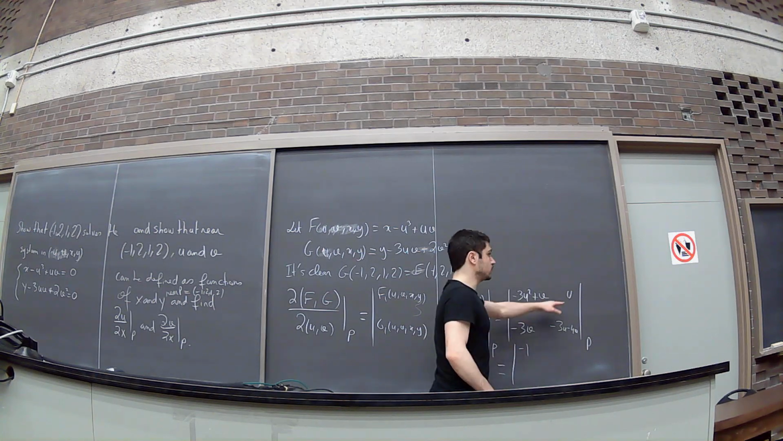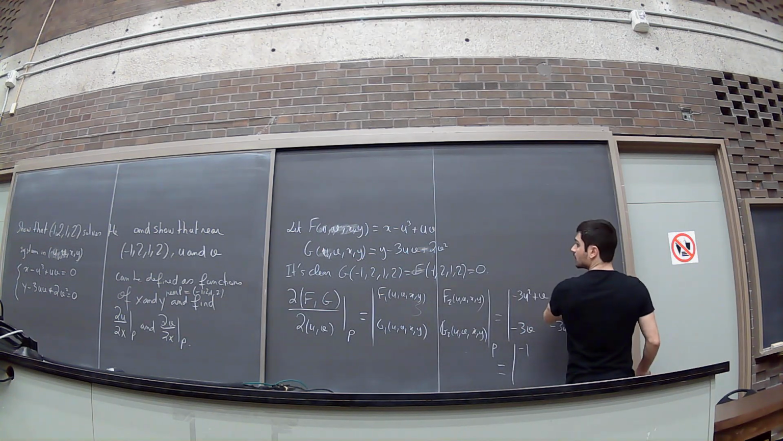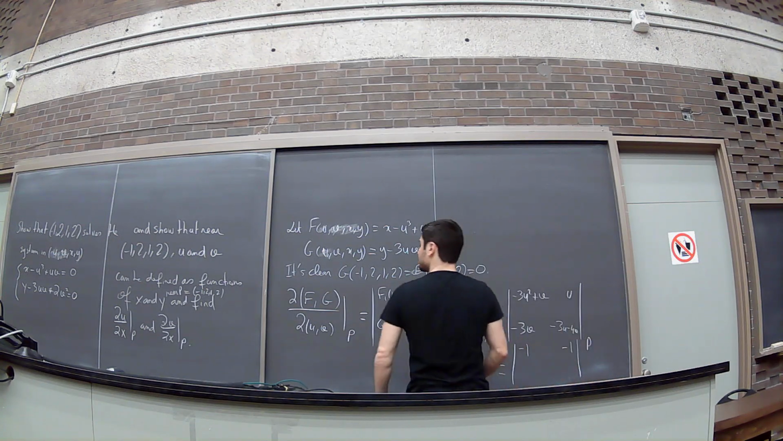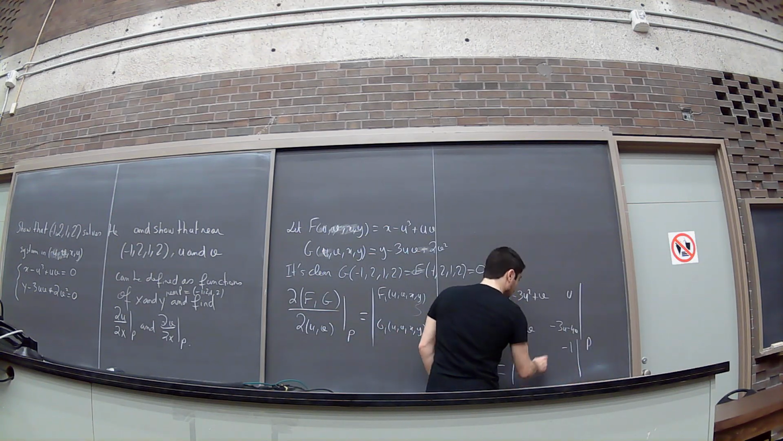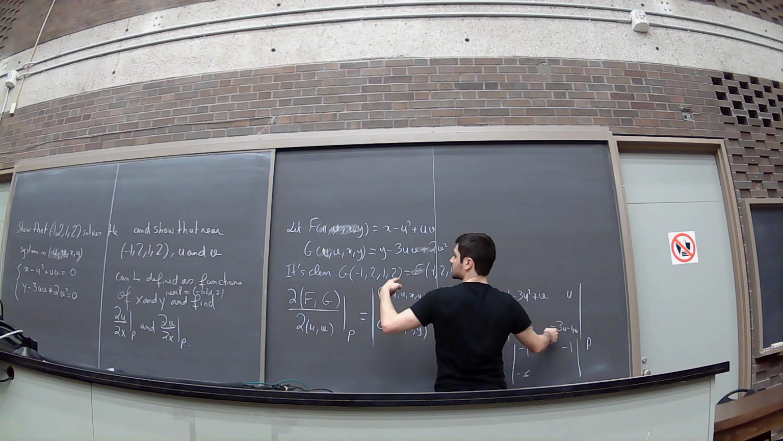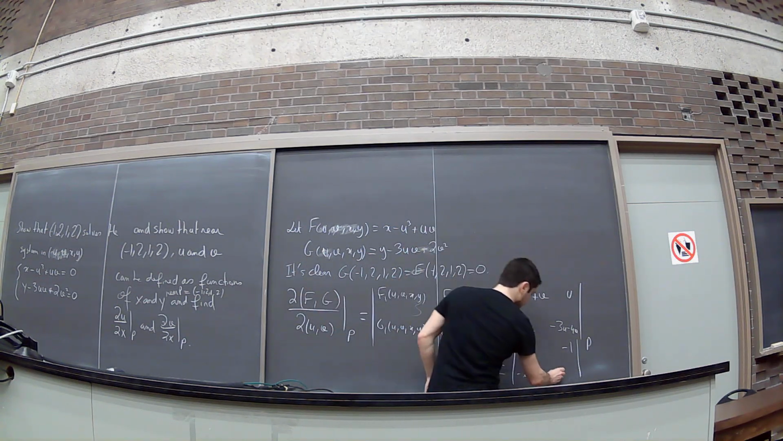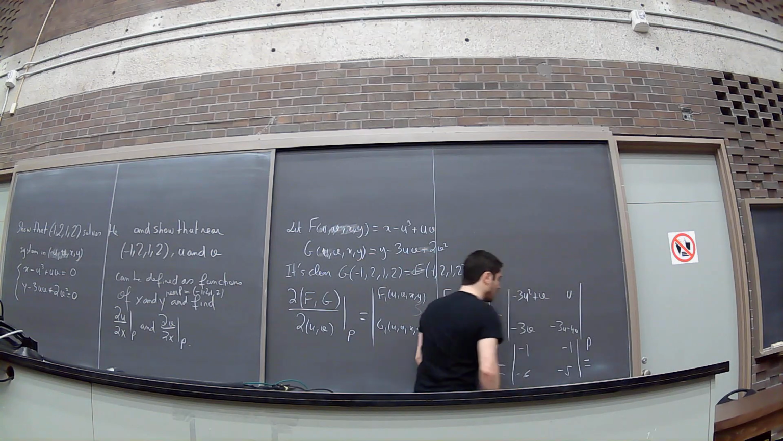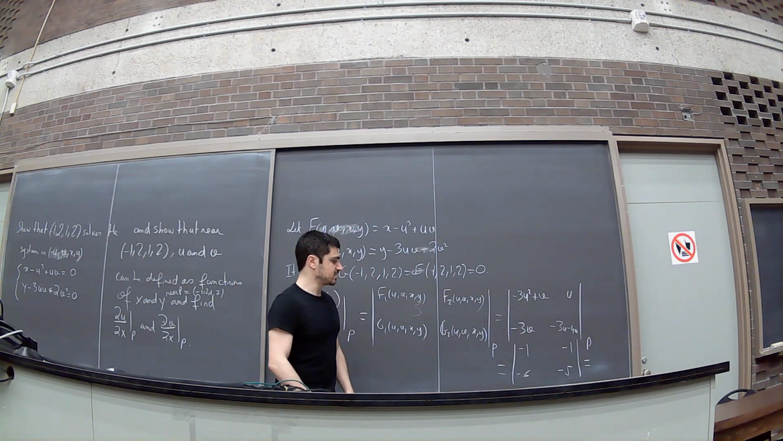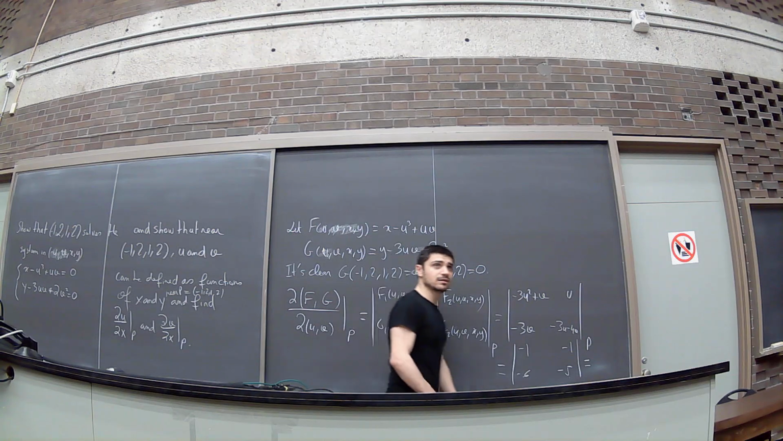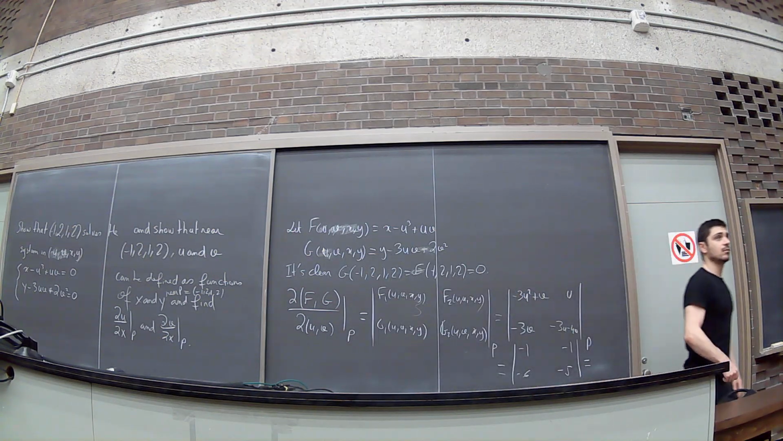minus 1, right? U is what? Minus 1. Minus 3v, v is 2, so you get minus 6. And minus 3u, so it's minus 3 times minus 1, which is 3. Minus 8 is minus 5. What is the determinant? It's 5 minus 6, right? ad minus bc, 5 minus 6. What do you get? Minus 1.